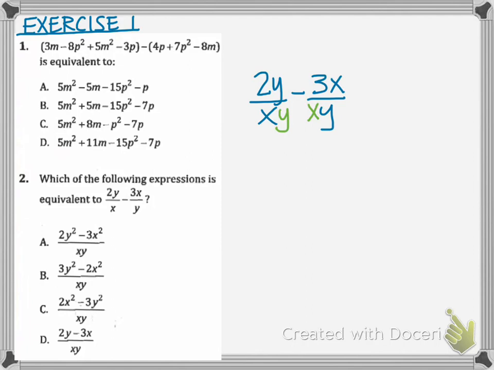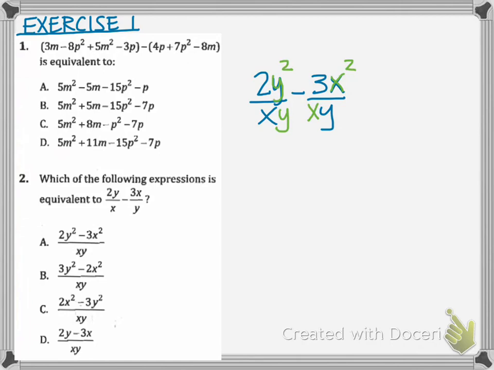If I look at the first fraction, I had to multiply that denominator by y to make xy. So I also need to multiply my numerator by y. Since I already have one y in my numerator, if I multiply by another y, it's going to make y squared. Y times y is y squared. Now if I look at the other fraction, I had to multiply the denominator by x to get xy. So that means I need to also multiply the numerator by x. I already have an x in the numerator. If I multiply that x by x, it's going to become x squared.